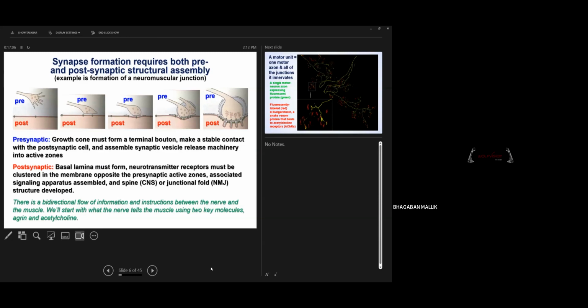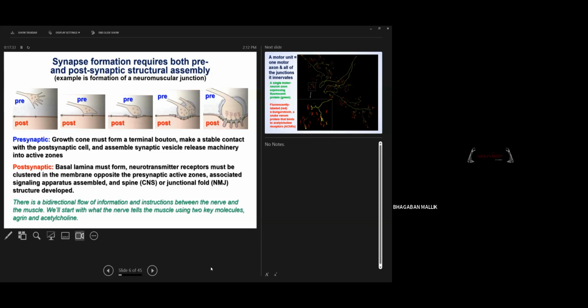So how is the synapse formed? The next question is how they make a synapse, how the pre and post come together and form the synapse. I talked about growth cone formation. You have the presynaptic terminal forming from the growth cone, and the growth cone grows and approaches the postsynaptic cells, the postsynaptic compartment.